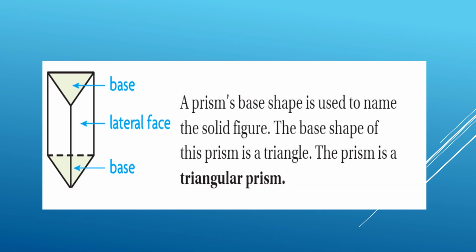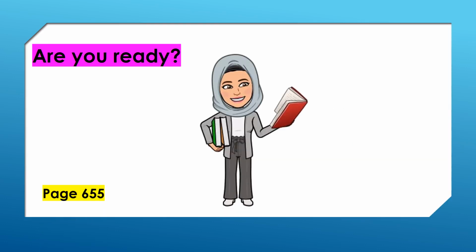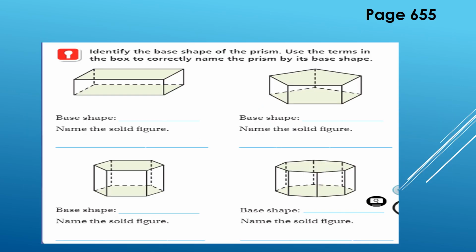Now you can see this picture in your book, page 655. It's a summary about prism. So it's a shape that's used to name the solid figure. And as we said, the base shape is a triangle. So the prism is a triangular prism. Now, are you ready to start? Let's go together to page 655.